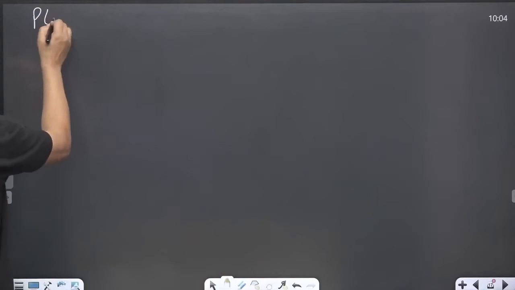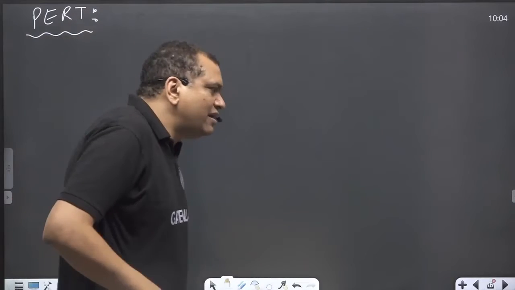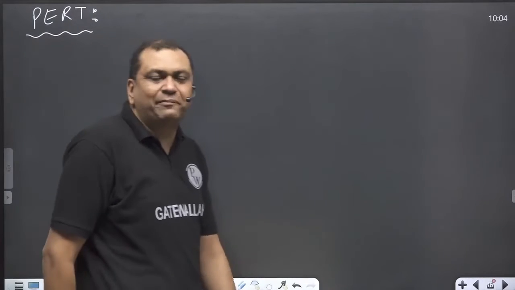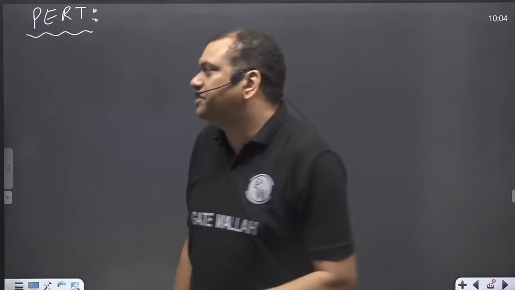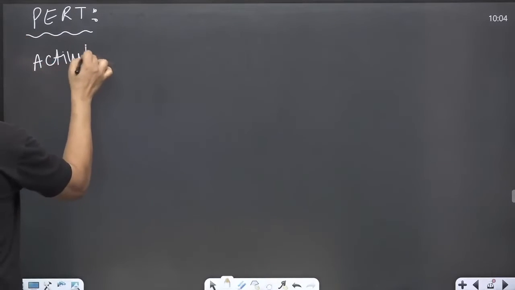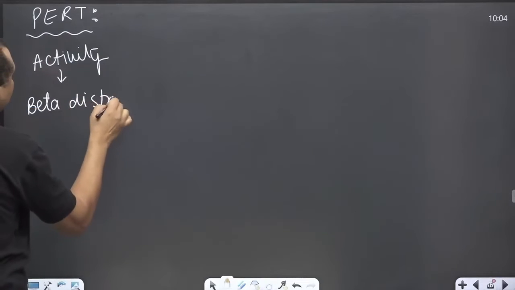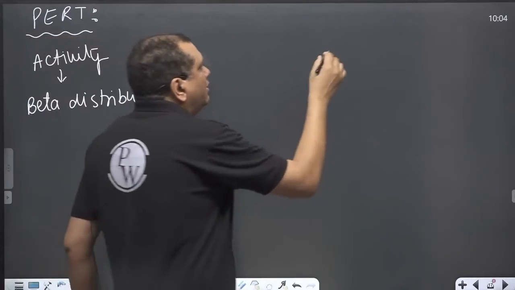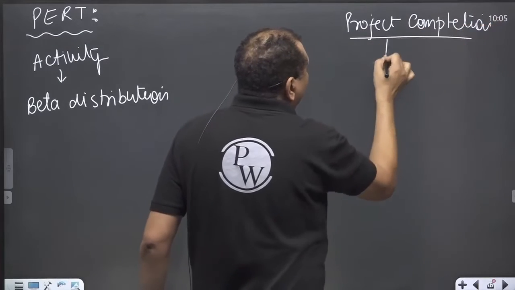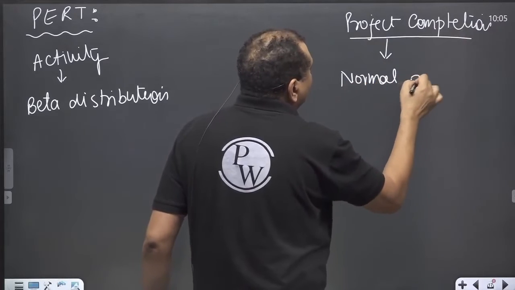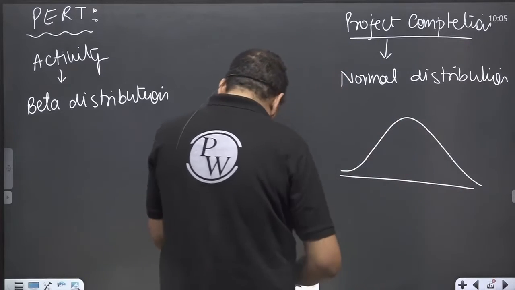Next is the Program Evaluation Review Technique, PERT. In PERT, both the activity time and the project completion time follow a probability distribution. Activity time follows a beta distribution, and the project completion time follows a normal distribution. Project completion time follows a normal distribution like this.